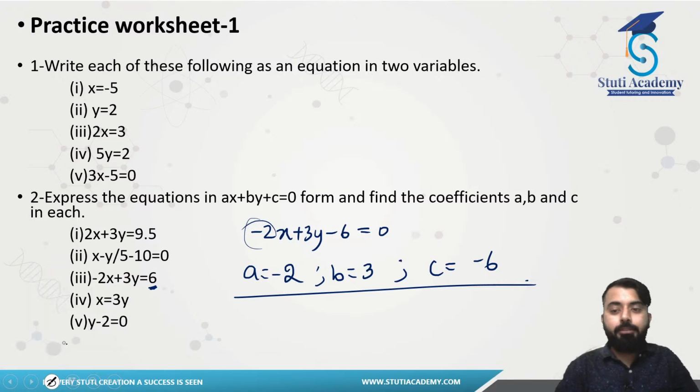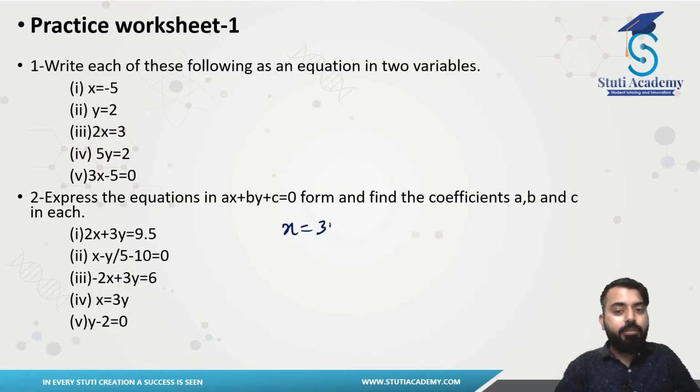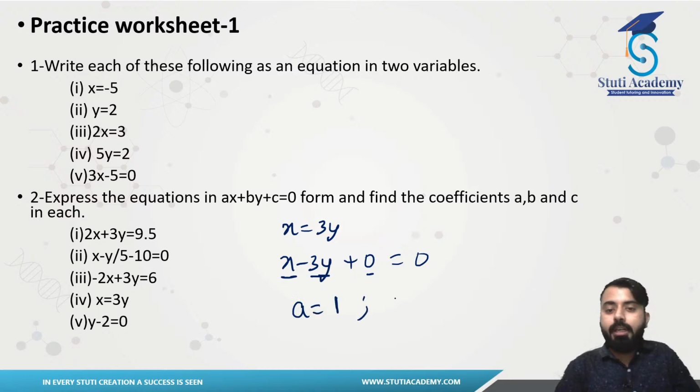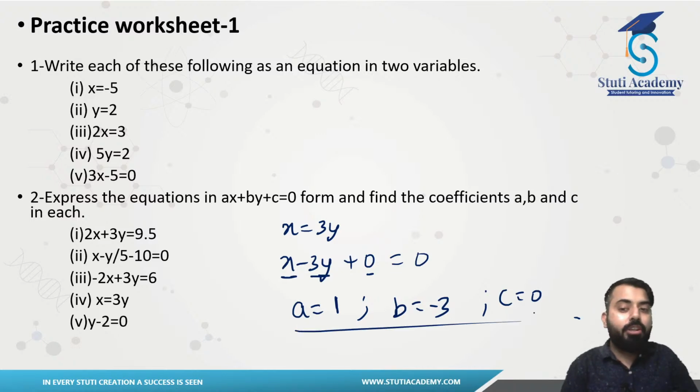And in the second last part we have x equals to 3y. Just take it on the left hand side. So x minus 3y, I don't have any constant, so I can take it as 0. So it should be equal to 0. So you see x minus 3y plus 0 equals to 0. So I got a which is 1, b which is negative 3, and c which is 0, because I don't have any constant here, so c itself will be 0. So that is the point.